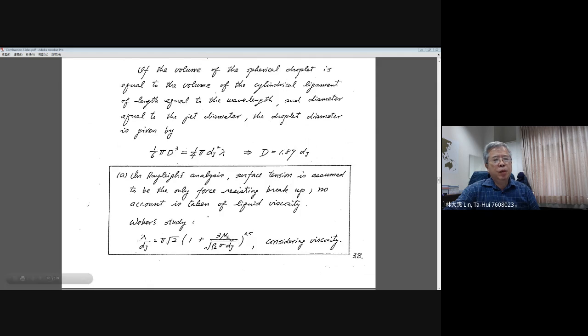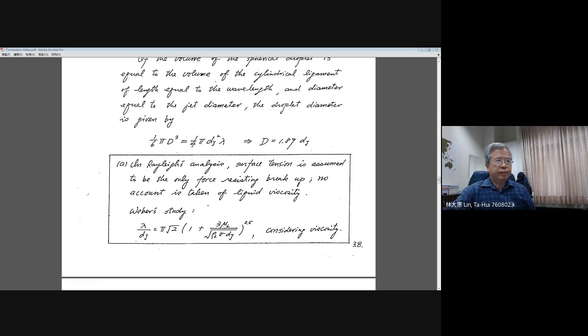That means if you have a more viscous liquid, then you will find the wavelength, relative to dj, becomes smaller. If this is smaller, you can see it will produce a smaller droplet. Which means that the viscosity has some influence on the formation of the droplet size, based on the original wavelength of a liquid column.